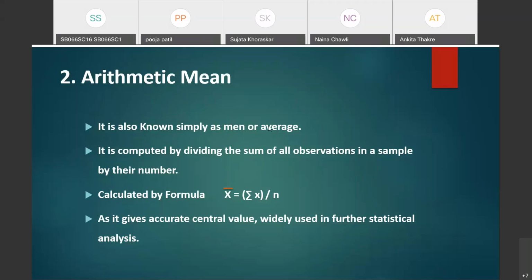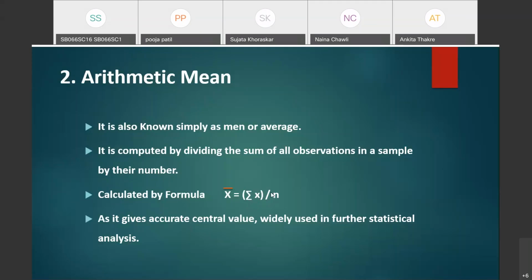It is very simple to calculate the average or the mean from the given data. It is computed by dividing the sum of all observations in a sample by their number. Here you can see the formula for the calculation of arithmetic mean: x bar, the sign used for the arithmetic mean, is equal to summation x divided by n. Summation x means the summation of all the observations.